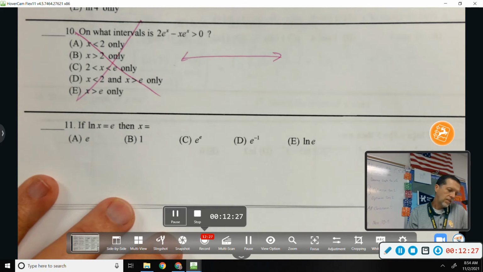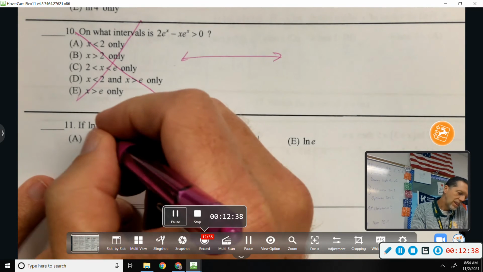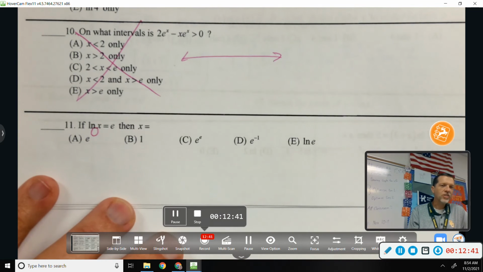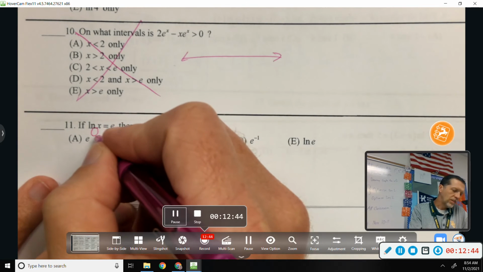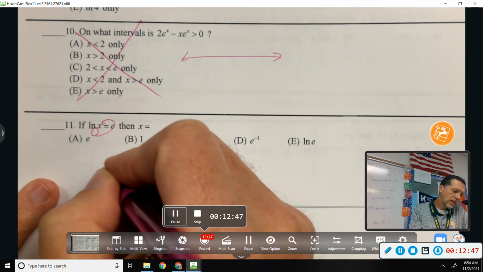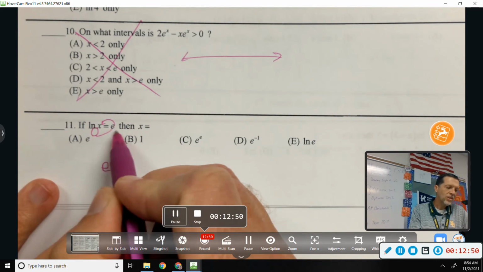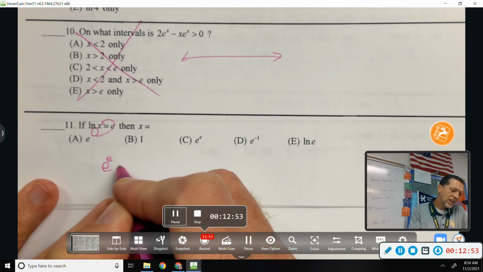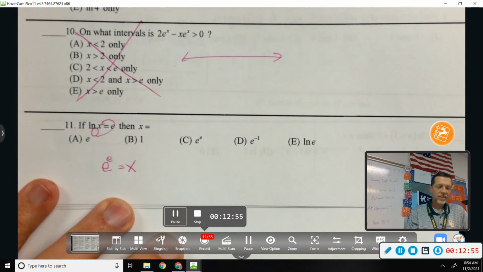Let's see. If natural log of x equals e, then x equals... well, if we fishhook that, e to the x. Fishhook, start at the base. So the invisible e down there. No, start at the invisible base. Fishhook to the other side. e to the e equals x. So kind of a weird problem, but if you know how to fishhook, not a hard problem. e to the e. Goofy one.